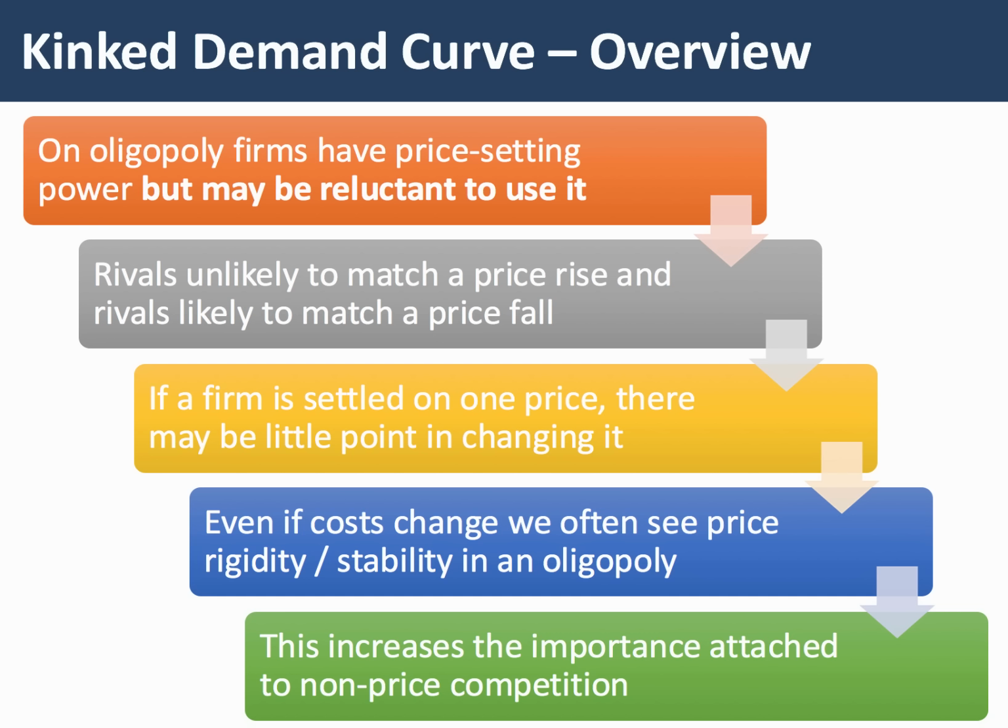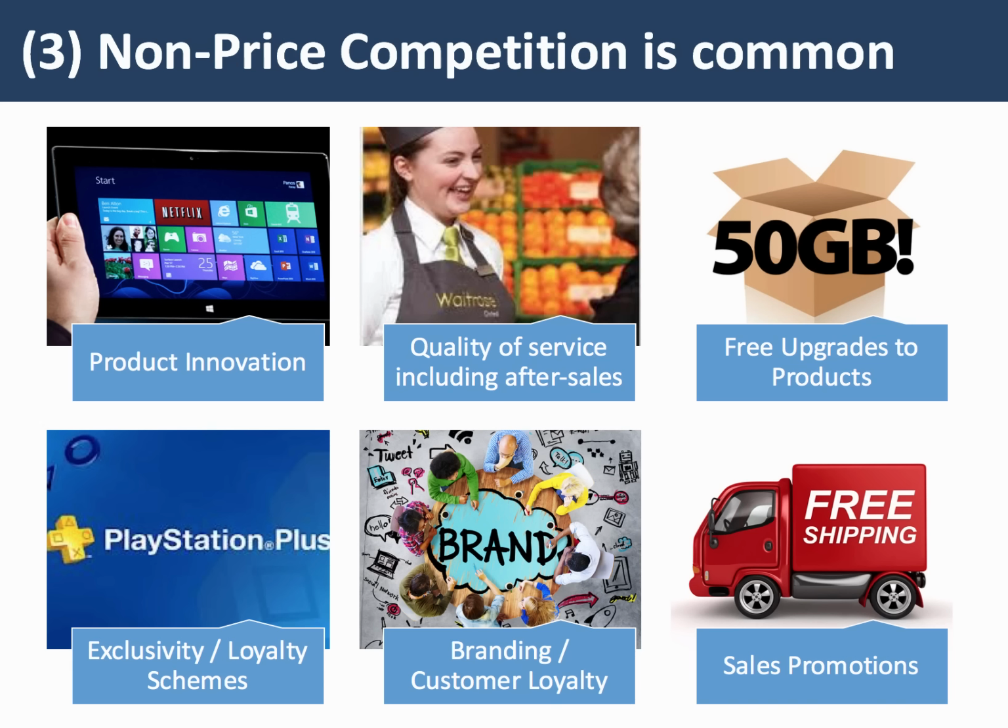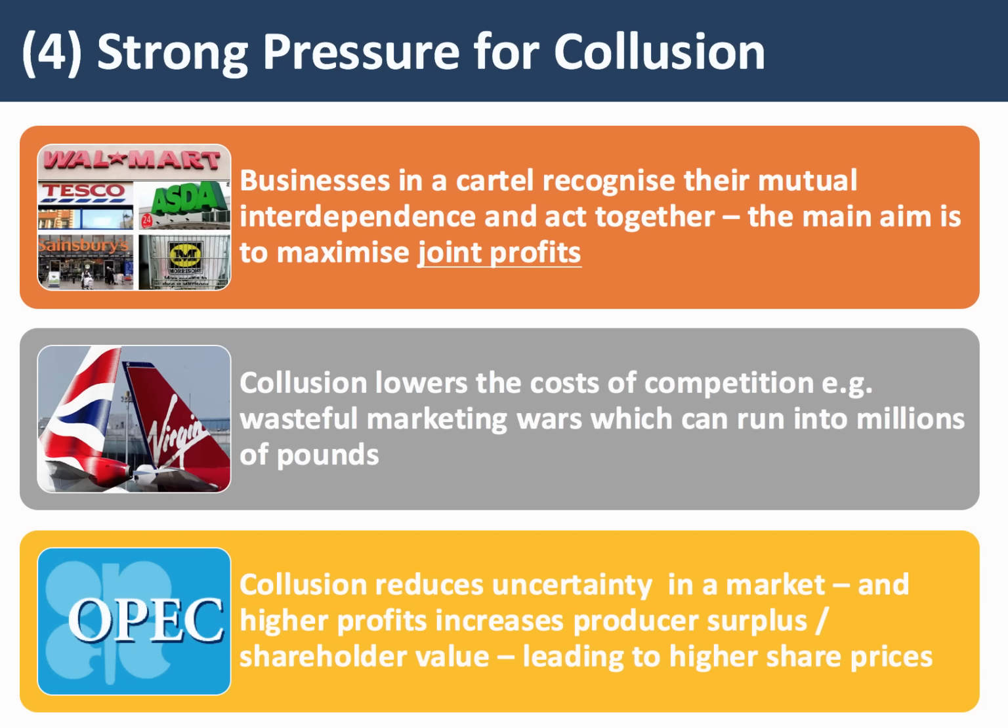And the kinked demand curve model suggests that we have to focus increasingly on the ways in which firms use non-price competition. So non-price competition is the third of our 5 key points. It's extremely frequent, extremely common. It involves any marketing strategy designed to increase demand and develop brand loyalty. So rapid product innovation, the improvement in quality of service, upgrades to products, loyalty schemes, branding, marketing, and other types of sales promotion. They're all really important in oligopolistic markets.